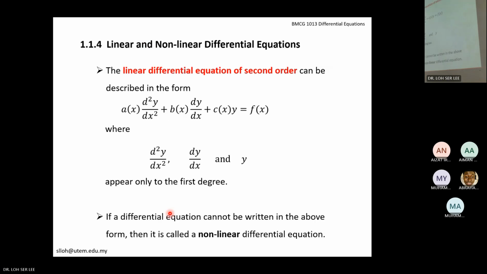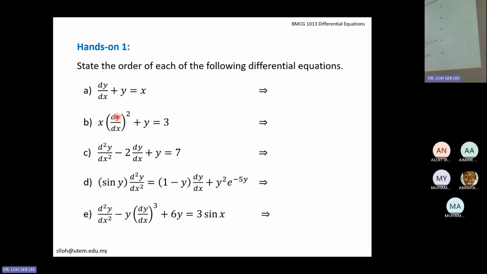Now we look at hands-on number 1's differential equation. A, homo or non-homo? Non-homo, there's no y here. B, non-homo, no y here. C, non-homo, no y here. D is homo. Every single term you see the y. E, non-homo.